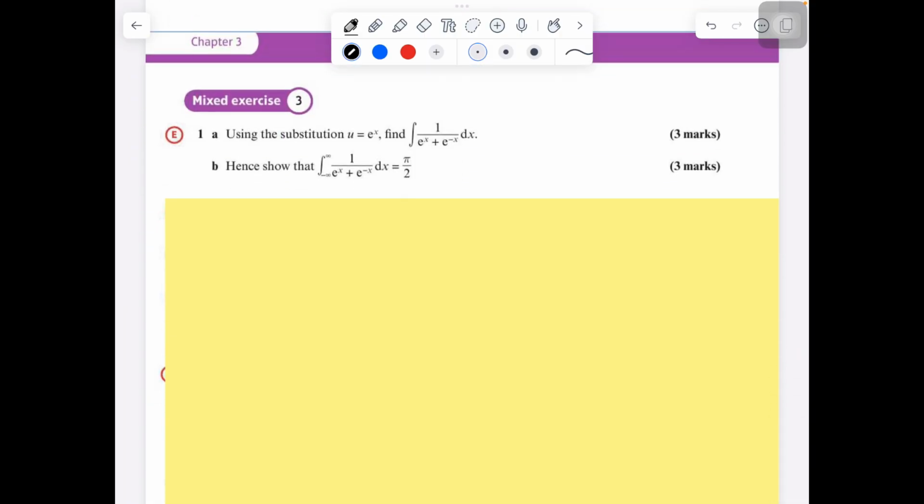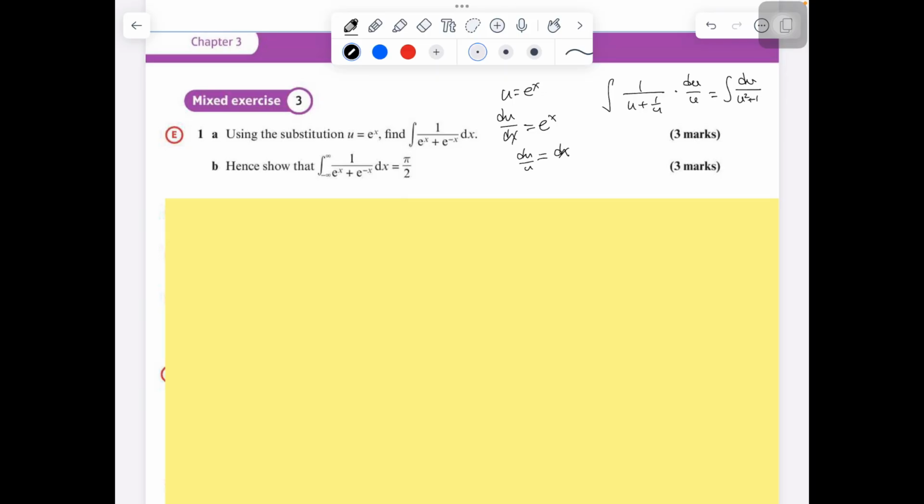So number 1, substitute u becomes e to the power of x, find, okay. So now when u is e to the power of x, du over dx becomes e to the power of x. So the integral of 1 over (u plus 1 over u) times dx becomes du over e to the power of x, which is u. So u du. So the integral of 1 over u squared plus 1 du.